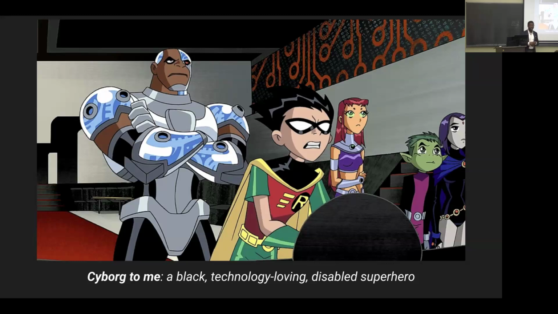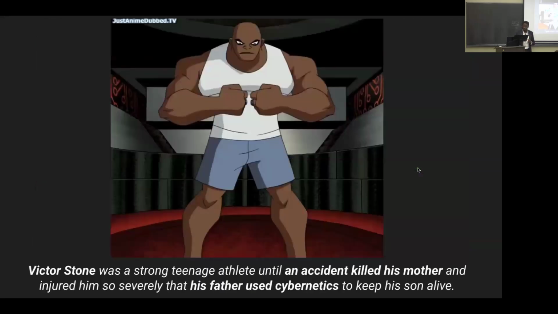And I dug into the story of Cyborg, or Victor, as he's known, before he had his accident. Victor Stone's story is that he was this strong teenager who was the football star and the football quarterback until he had an accident that ended up killing his mother and injured him to the point where his father, this experimental researcher, decided to use cybernetics to save him, right? And that's how he became this new person who wasn't Victor Stone, but was instead Cyborg.